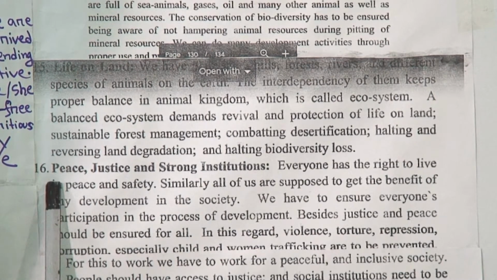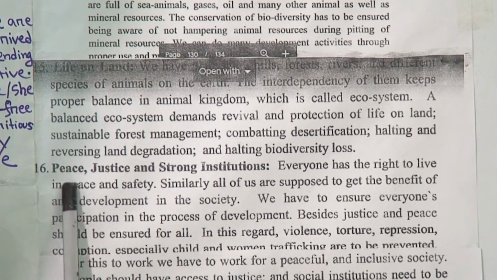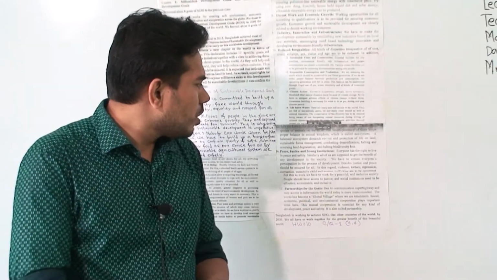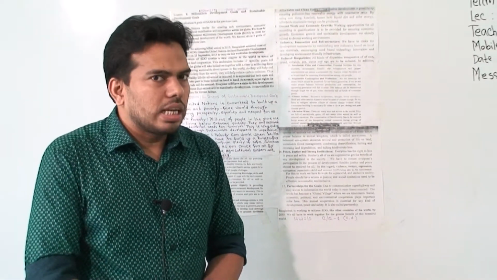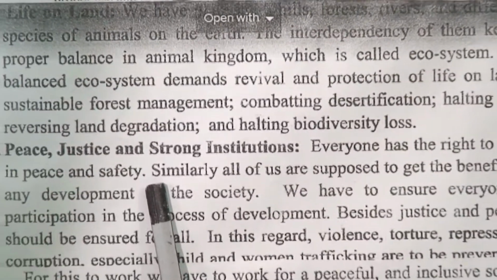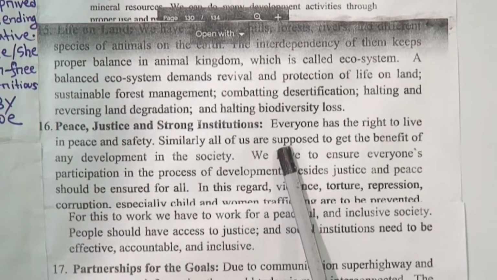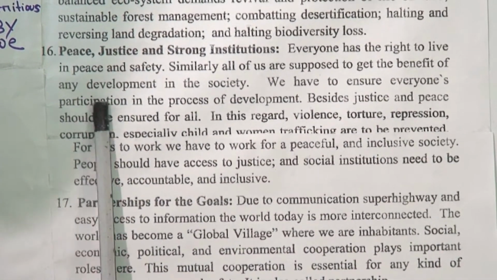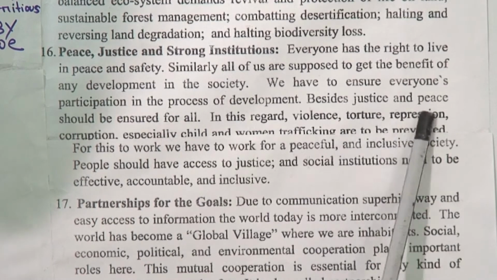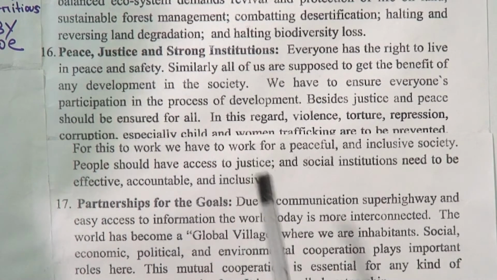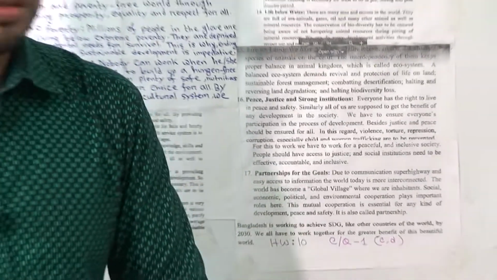Okay, the next one is number 16, peace, justice and strong institutions. Every country should have a peaceful and strong justice system. Everyone has the right to live in peace and safety, and similarly all of us are supposed to get the benefit of citizenship from the country. Besides, justice and peace should be ensured for all. We know that all are equal in the eye of law.